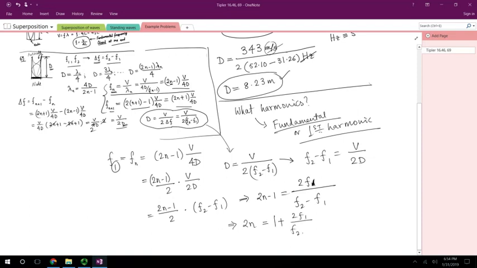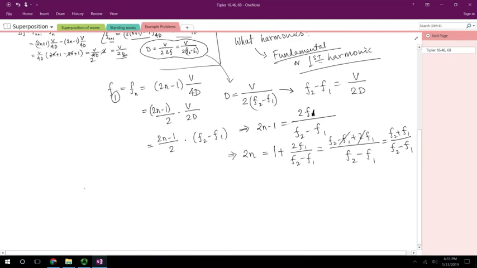2F1 over (F2 minus F1), and I'm going to bring the denominator together, make it a common denominator, so we get F2 minus F1 plus 2F1 in the numerator. This negative F1 will cancel one of the F1s in the 2F1, so we get (F2 plus F1) divided by (F2 minus F1). Okay, so now it's simple. So the final result is n is equal to 1/2 of (F2 plus F1) divided by (F2 minus F1). Okay, so at this point we can plug in our numbers.